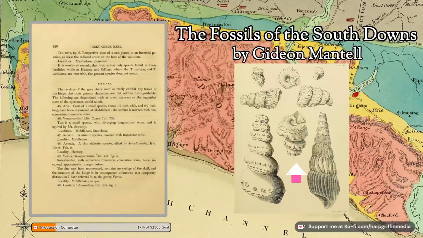Tablet 24, Figure 6. Perspective view of a cast placed in an inverted position to show the radiated costae on the base of the volutions. Localities: Middleham, Stoneham. It is worthy of remark that this is the only species found in these localities, while at Hamsey and Offham, where the T. costatus and T. undulatus are met with, the present species does not occur.